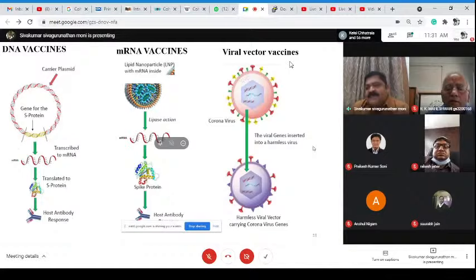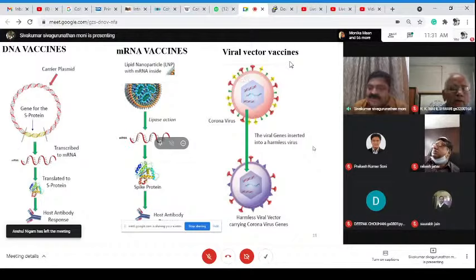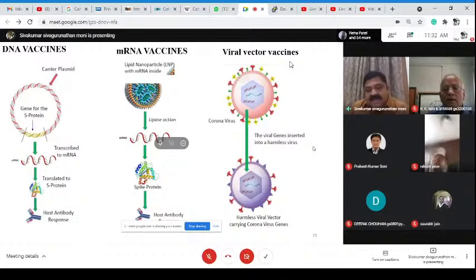So coronavirus is a virus, and in what you call an inactivated virus, a harmless virus, which carries the specific genomic sequence of SARS-CoV-2, and whenever it is expressed in the cell, it is harmlessly expressing the genomic sequence to develop spike protein.